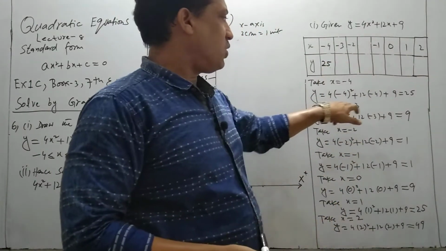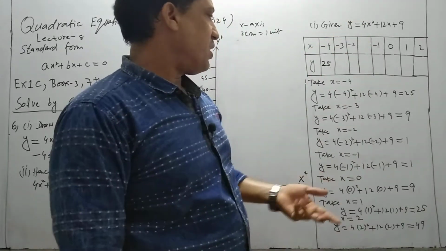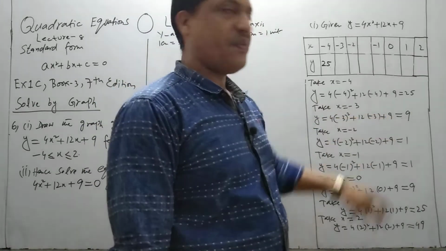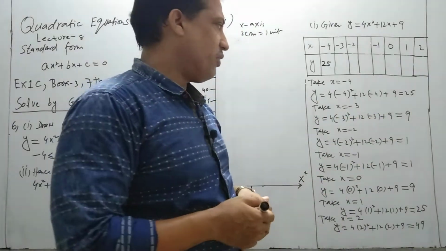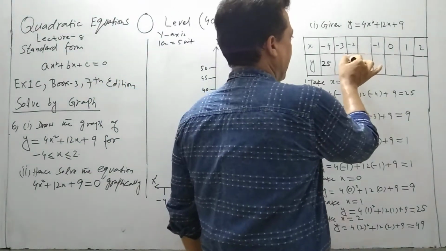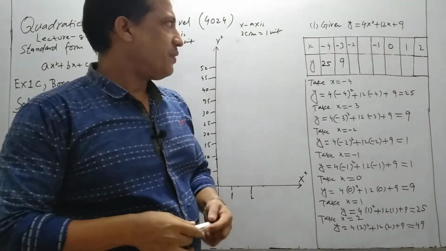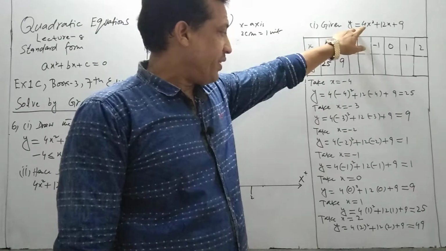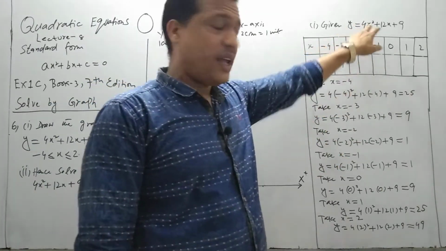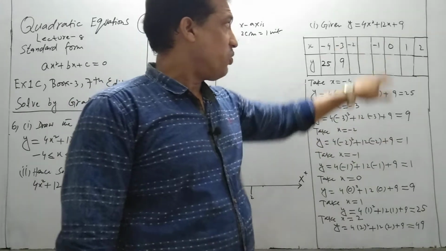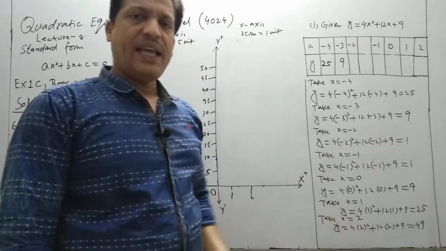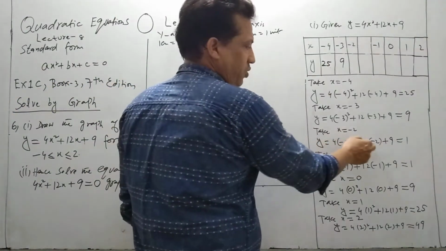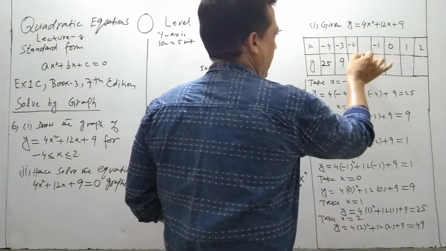So our first value of y is 25. Now put x equals minus 3 in the equation of the curve. y equals 4 into minus 3 square plus 12 into minus 3 plus 9. If you calculate the whole from the calculator, you will get the value of y as 9. The third one is x equals minus 2. Put it in this equation: y equals 4 into minus 2 square plus 12 into minus 2 plus 9. Again, take the help of the calculator. If you calculate this whole, you will get y as 1.